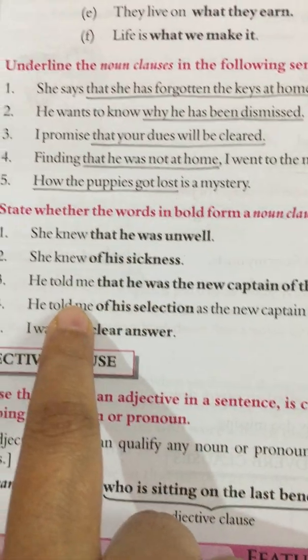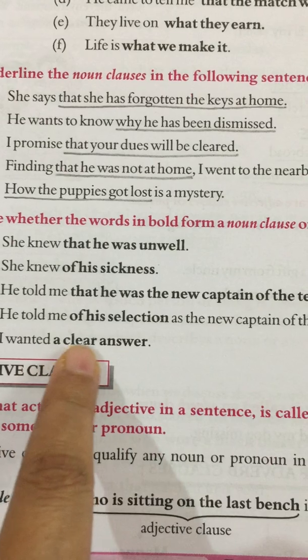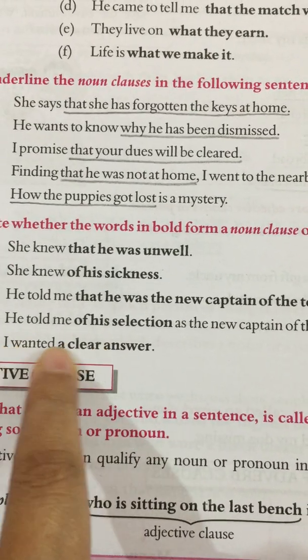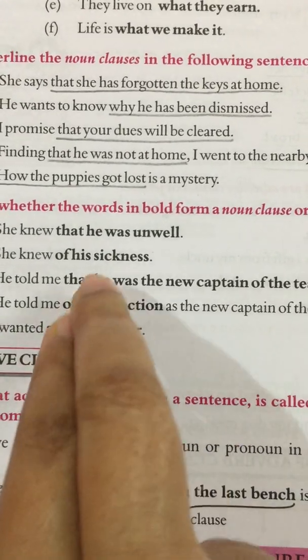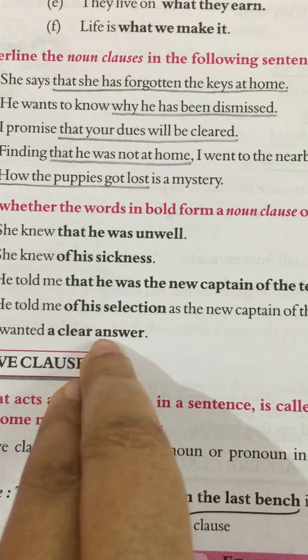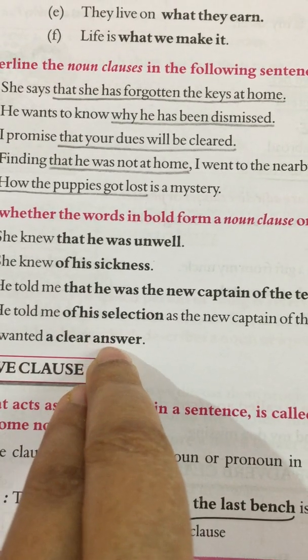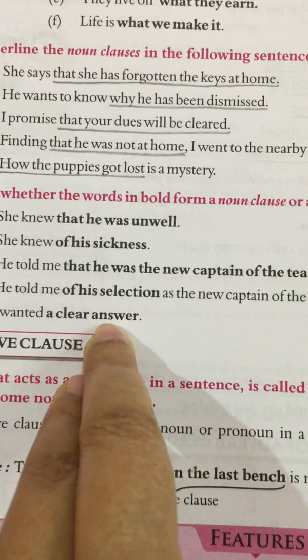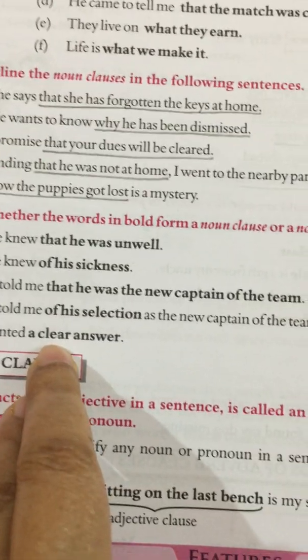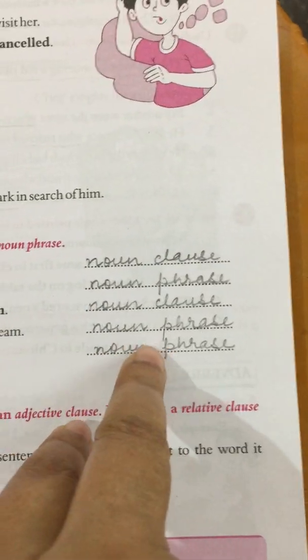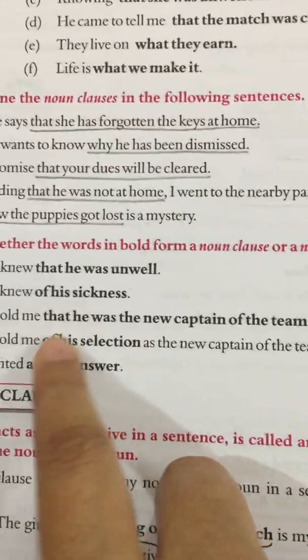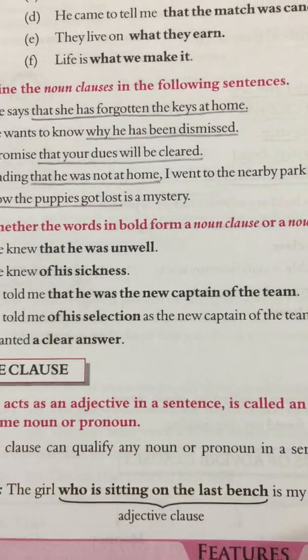Alright, now come to another one, the last one. I wanted a clear answer. I wanted what? A clear answer. You will get the answer to the question what. But it doesn't have a verb, so this makes it a noun phrase. So that is why it is called a noun phrase.